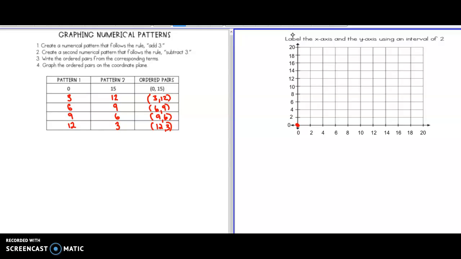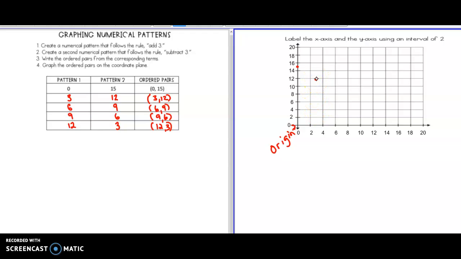So now I can plot. So my very first point, I'm going to take that point out there at 0, 0 because I just wanted to remind you of, sorry about my phone, guys. I just wanted to remind you of that vocab word of origin. So my first point that I'm going to plot is at 0, 15. Oh, it's going to be right between 14 and 16. And then I have 3, 12. So 3 is between 2 and 4, and 12 right there.